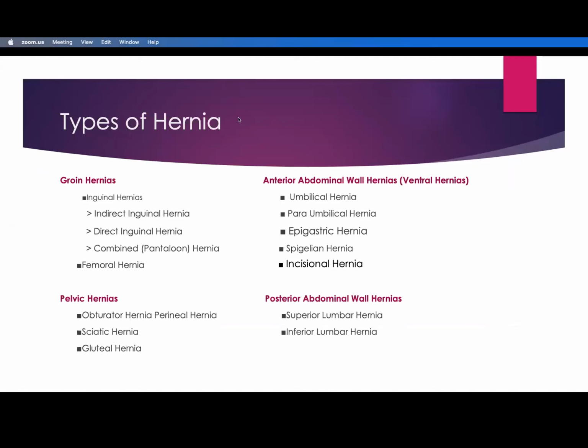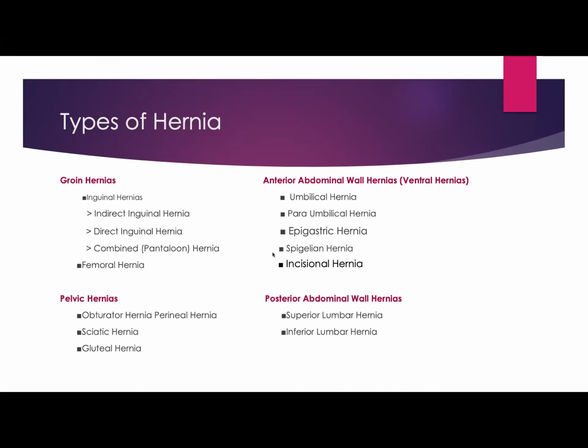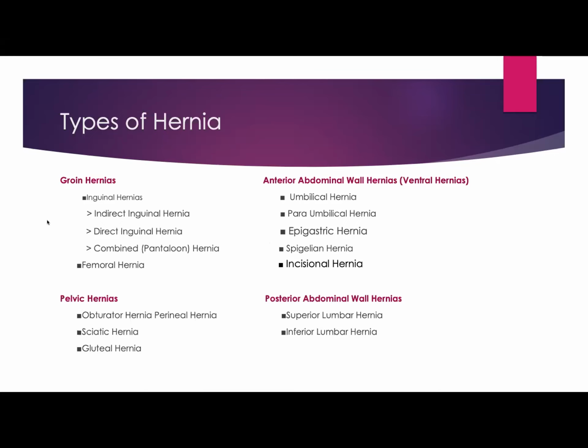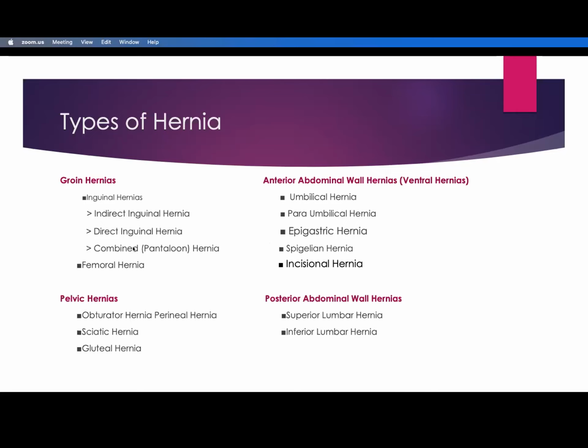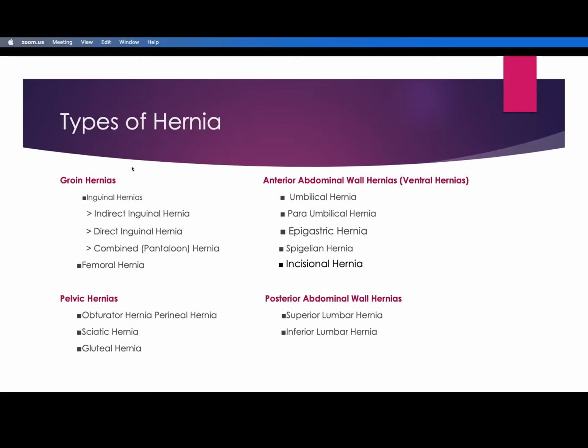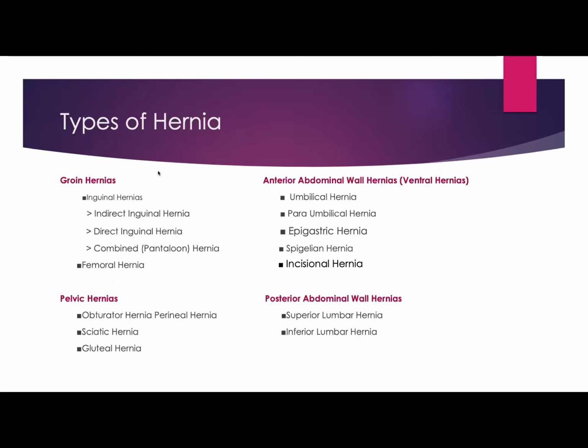So next we have the different types of hernias. The most common hernias are the inguinal hernias, and then we have the femoral hernia. In both of these, we refer to them as groin hernias.